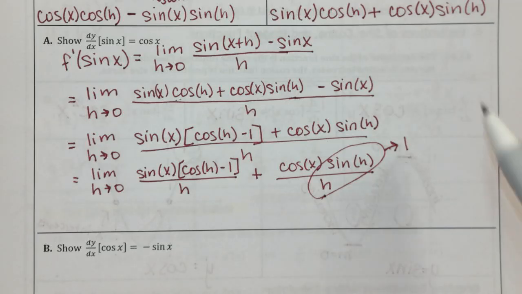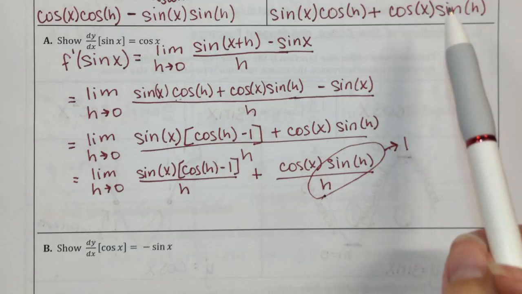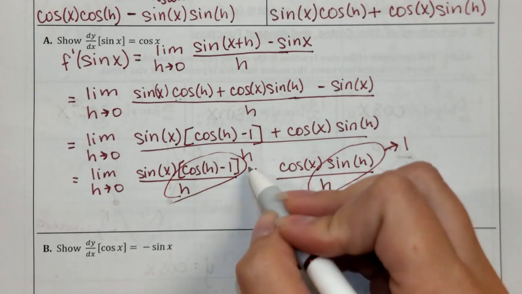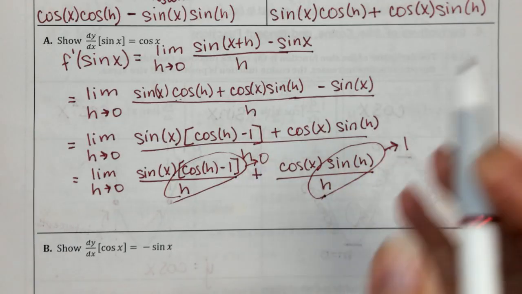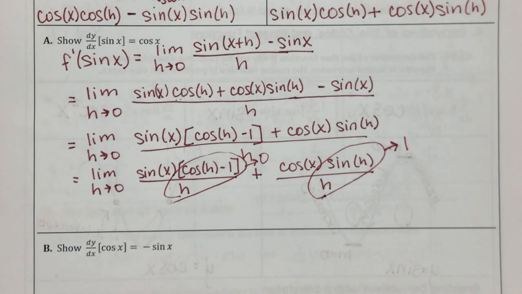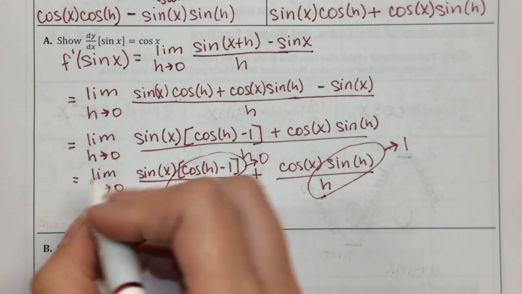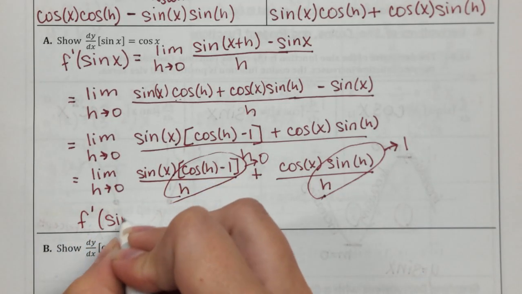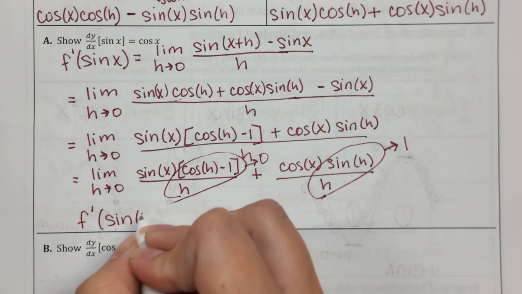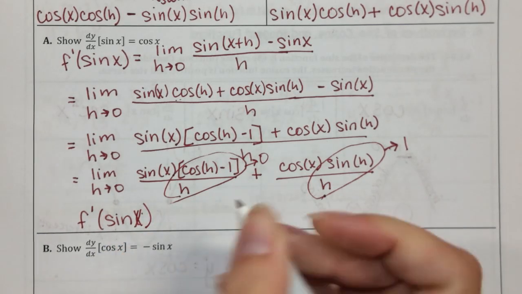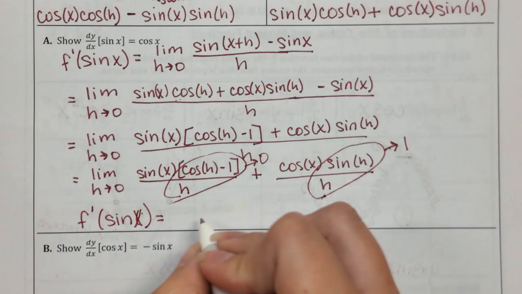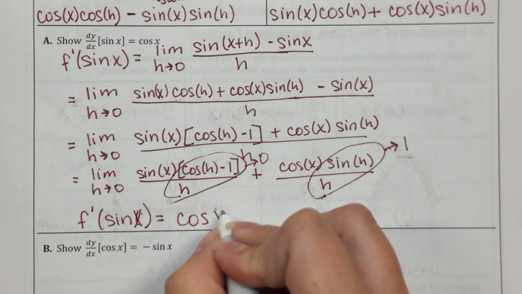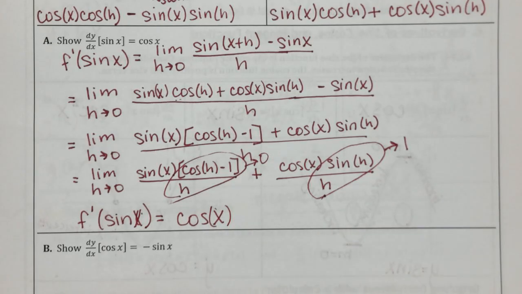Okay? Do we have somewhere we have cosine of h minus 1 over h? Yes. This is going to cancel out and become what? 0. What's sine of x times 0? 0. So my f prime of sine of x comes out to what? Cosine of x.